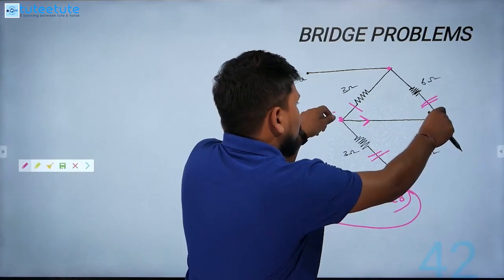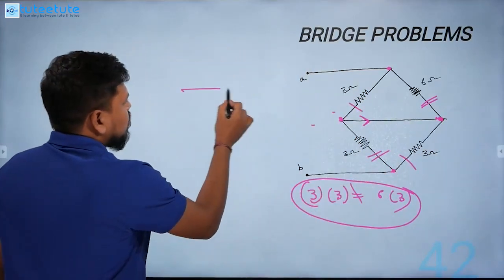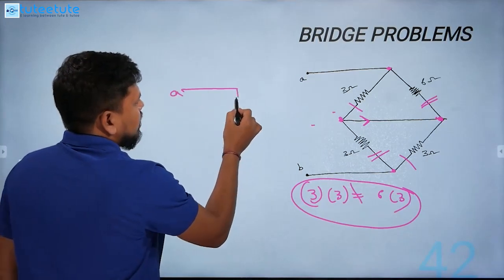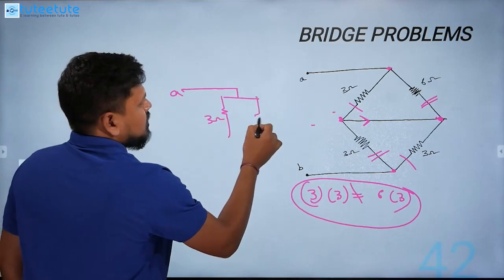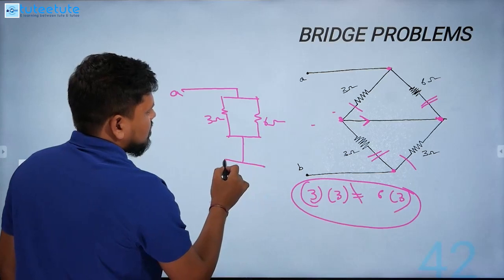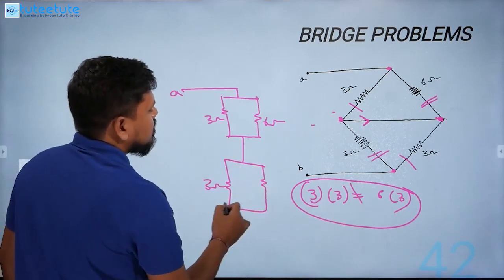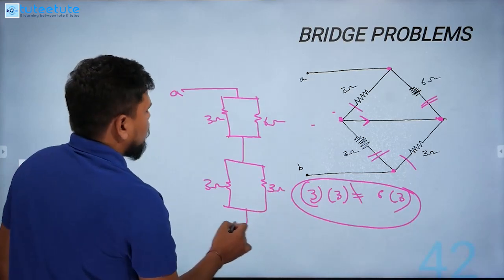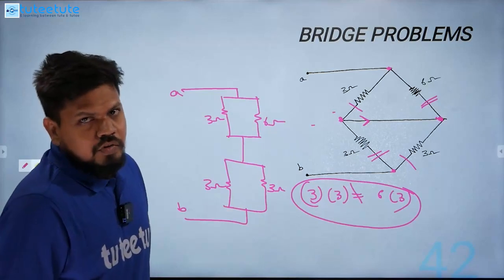Once that current is going, we can take these two nodes as the same node, and we can redraw the network between the terminals like this. This has the 3 ohms and this has the 6 ohms. And here, this has the 3 ohms and the other one also 3 ohms, between the terminals A and B. Now 6 in parallel with 3, you will get 2 ohms.